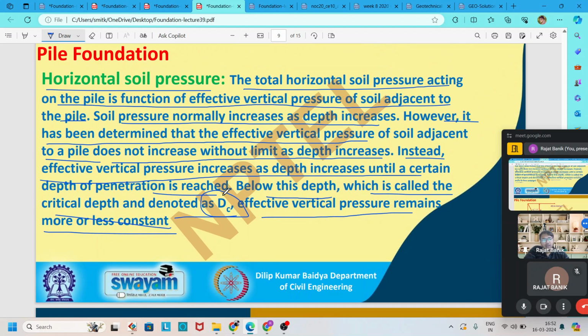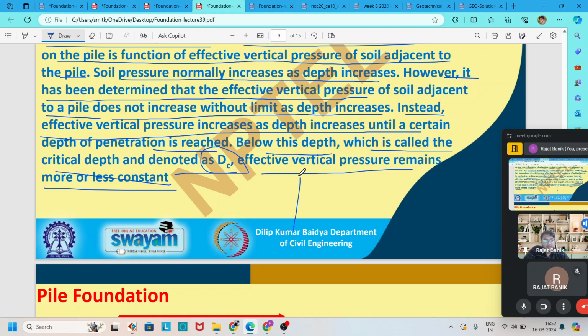So if we continuously increase the depth, the effective vertical pressure increases, which is also required to find the effective horizontal stress. But at a certain depth there is no change in effective vertical stress; it remains more or less constant. The depth from where the effective vertical stress is constant is called the critical depth.